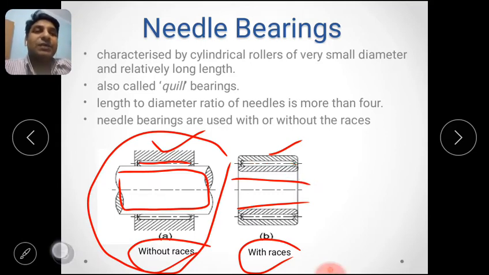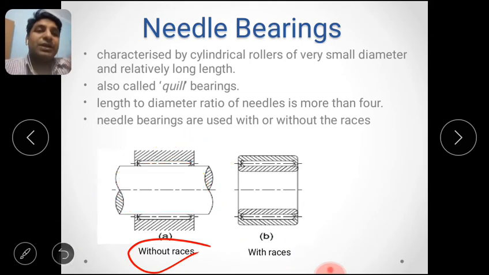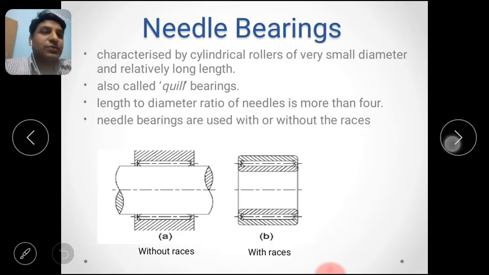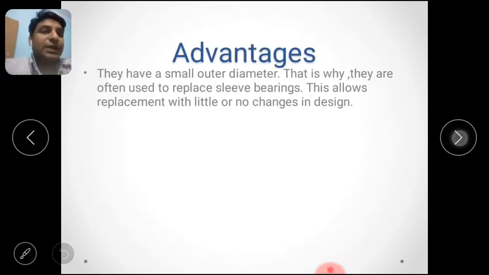So in this way you can understand a brief intro about needle bearing. Let's look at the next slide, which tells you the advantages of needle bearing. Needle bearing is basically used where oscillatory motion exists. An advantage of this bearing is a small outer diameter. Because of small diameter needles and the absence of inner and outer races, it has a compact size, and due to this compact size they are used to replace the sleeve bearing.